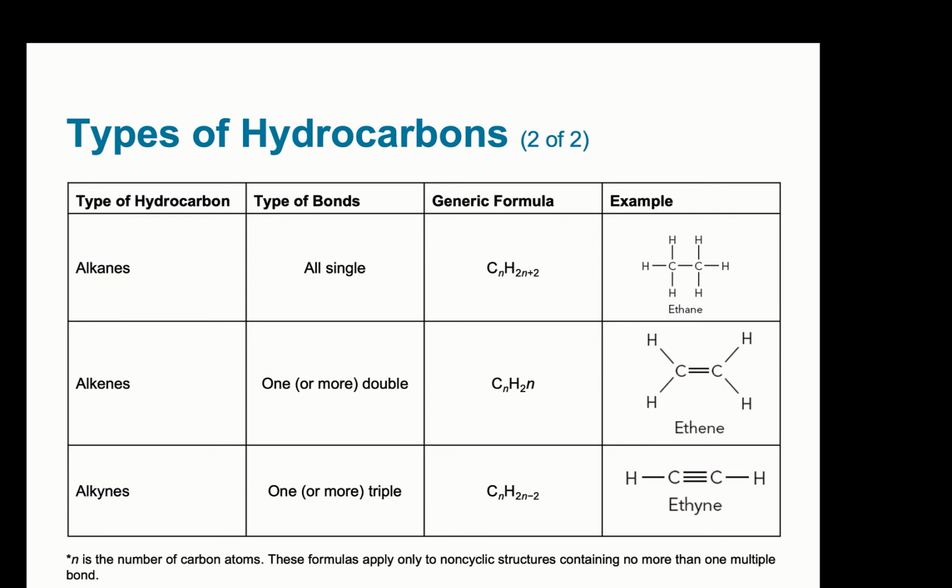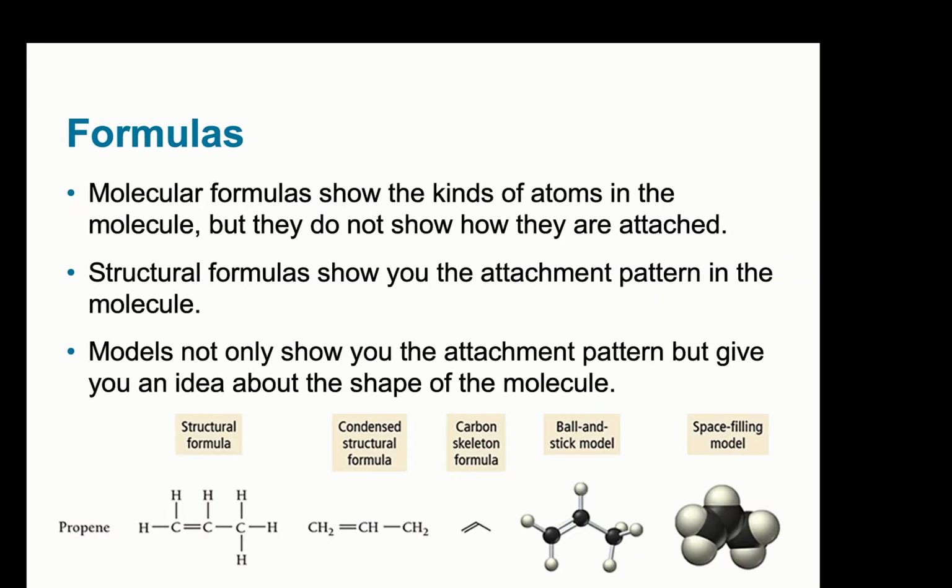So I already mentioned these alkanes, and these are not the cyclized ones. You can have cyclized hydrocarbons. If you do, it decreases the number of hydrogens. But the general form is CnH2n+2, n just being a number. And then alkenes have 2 fewer hydrogens, and alkynes have 2 fewer from the alkenes, and so on. And with these molecular formulas, there are kinds of atoms, but they do not show how they're attached. They just show the number of atoms of each.